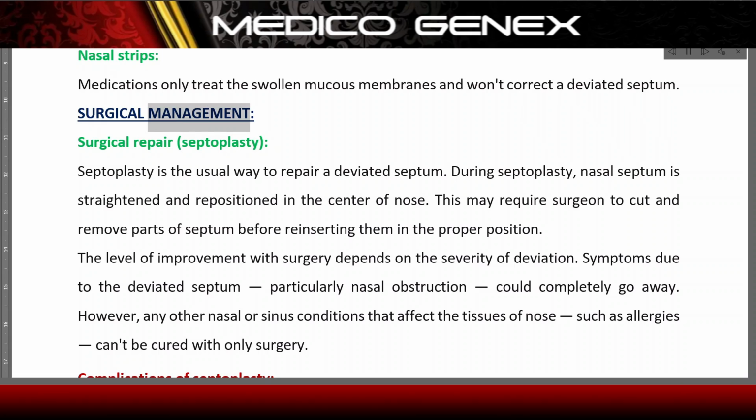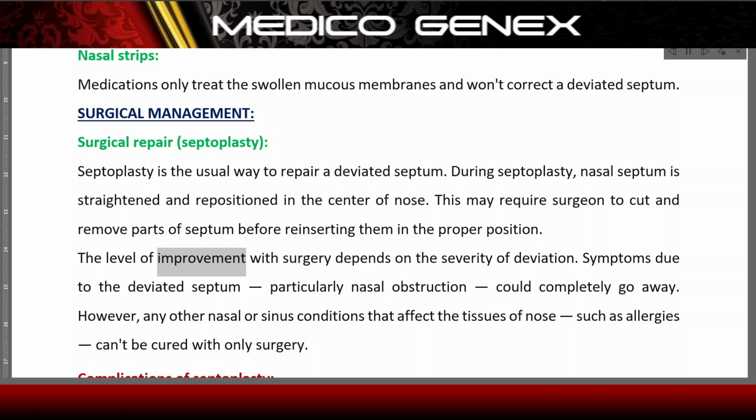Surgical management. Surgical repair, septoplasty. Septoplasty is the usual way to repair a deviated septum. During septoplasty, nasal septum is straightened and repositioned in the center of nose. This may require surgeon to cut and remove parts of septum before reinserting them in the proper position.